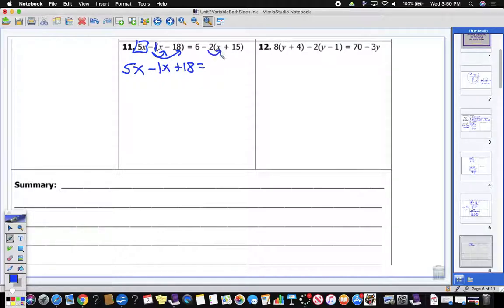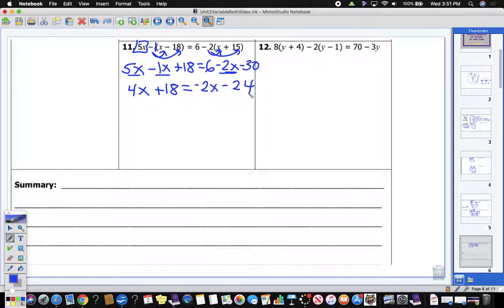Here we'll distribute the negative 2, hook the 6 on at the beginning, negative 2 times x, negative 2x, negative 2 times 15, negative 30. All right, simplify the left side of the equal sign. 5x minus 1x is 4x plus the 18. Simplify the right side. I always like to have the term that has a letter in it first, if you can. So you got that negative 2x. Now combine your constants. 6 minus 30, negative 24.